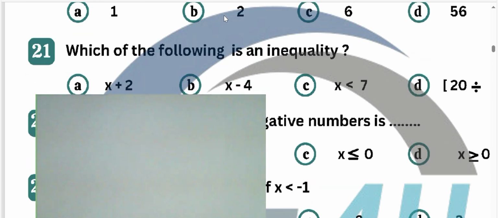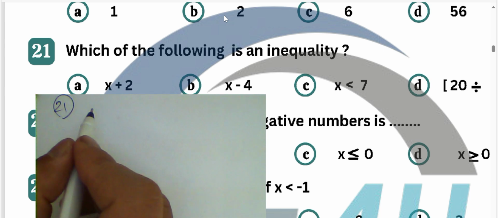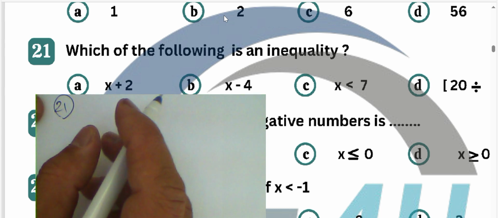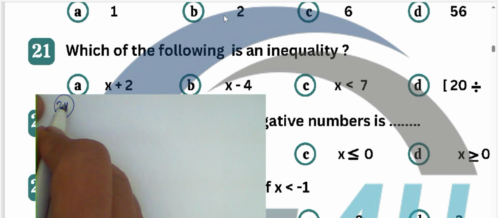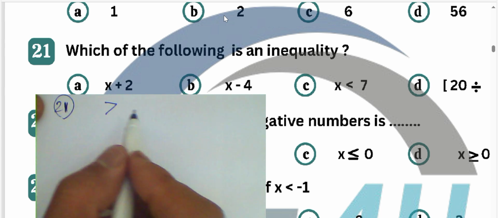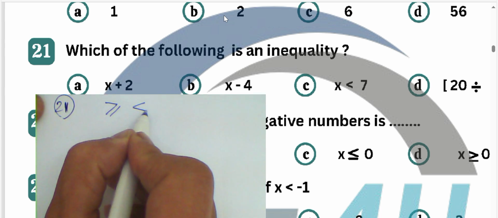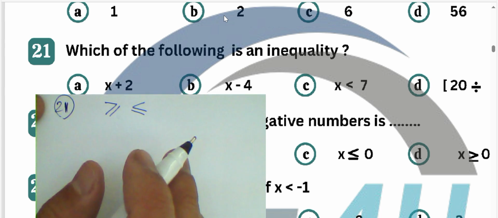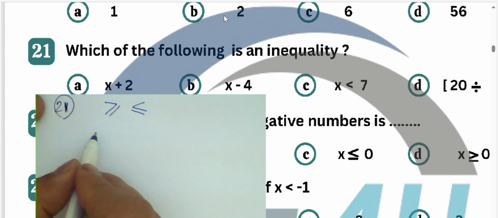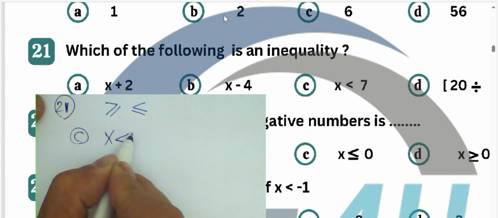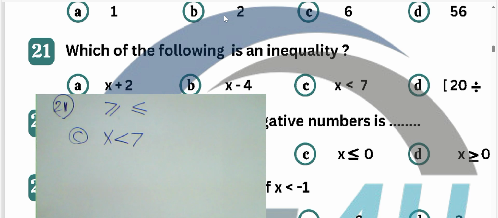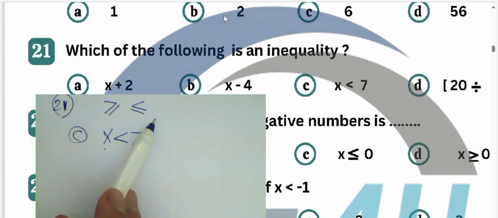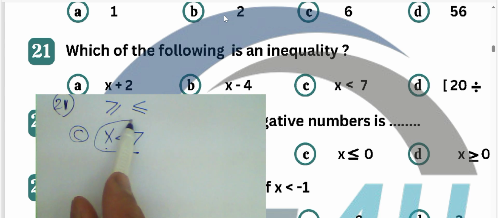Question 21. Which of the following is an inequality? Inequality is like an equation, but we must use the sign greater than or less than or equal to. This sign, or this sign, or this sign. Okay? So for the inequality, we can use here letter C. x less than 7. It's a relation between two expressions by using this sign, less than or greater than or greater than or equal to, or less than or equal to. It's an inequality, okay? A relation between two expressions by using this sign.